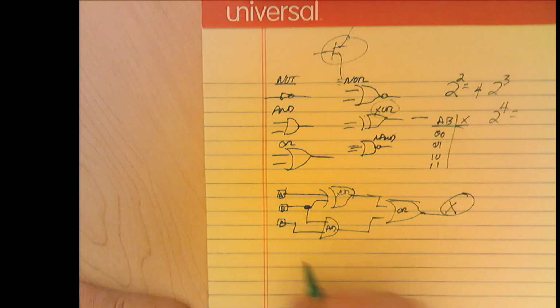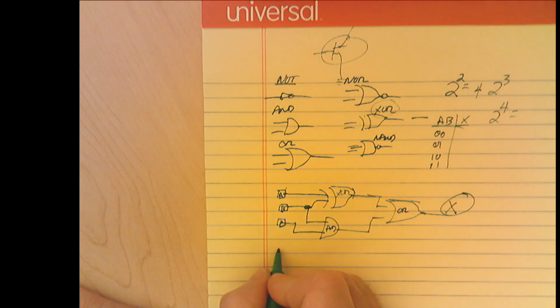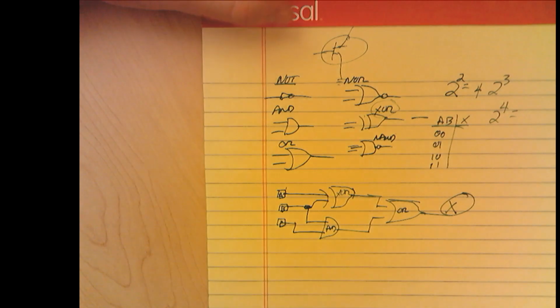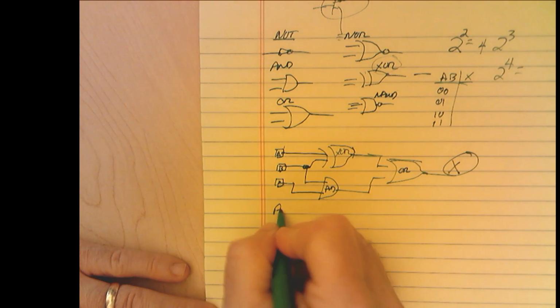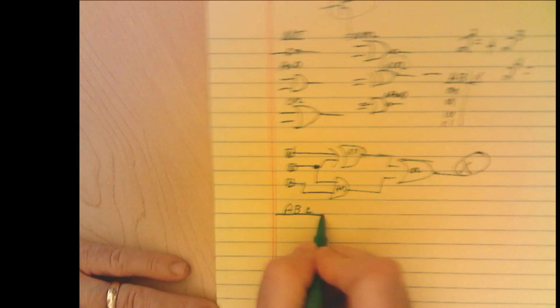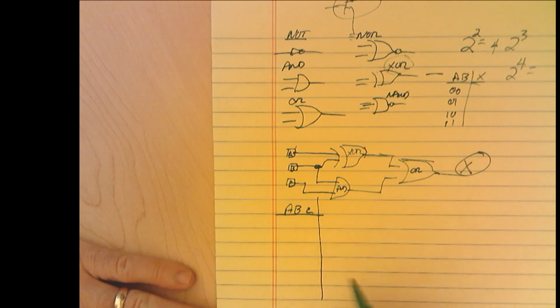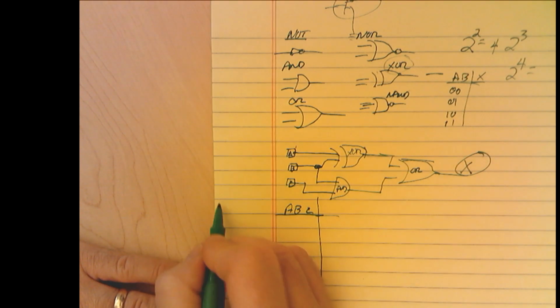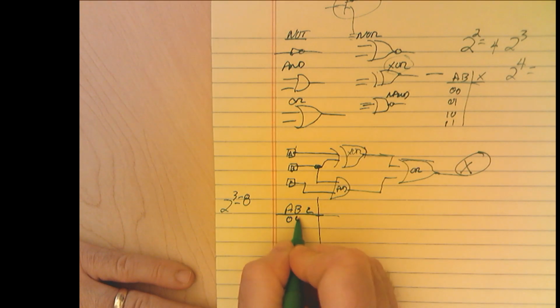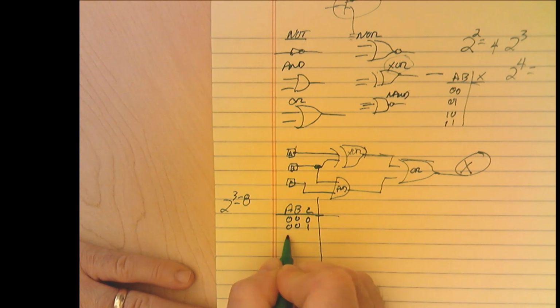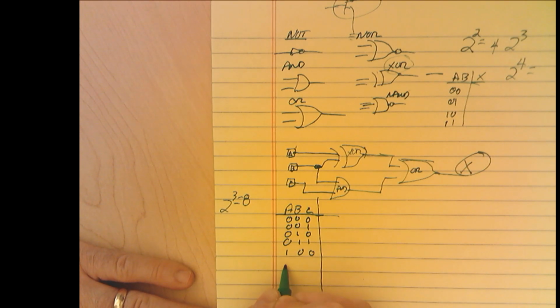So we begin left to right, top to bottom. I want to begin with A, B, and C. So I have 3 inputs, and you have to ask yourself, how many different combinations do I have? The answer is 2 to the 3rd, which is 8. Always start at the top: 0 0 0, 0 0 1, 0 1 0, 0 1 1, 1 0 0, 1 0 1, 1 1 0, and 1 1 1.